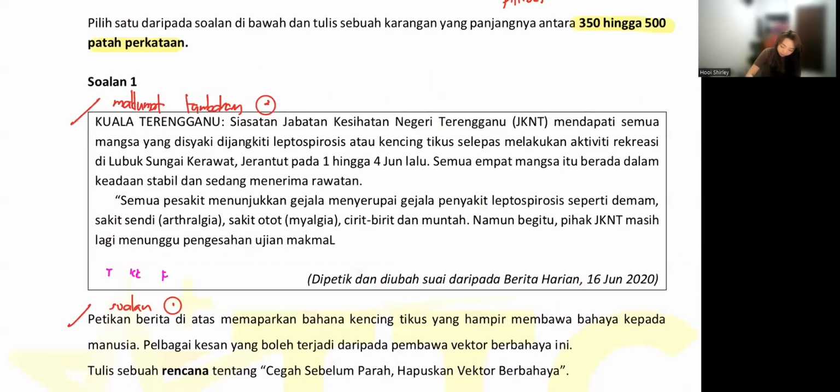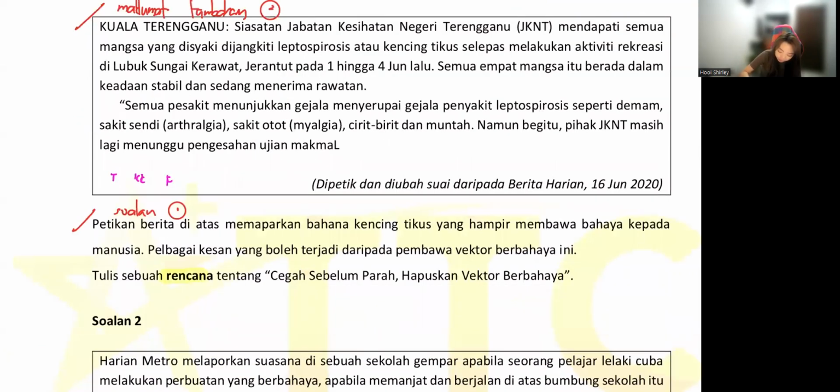Okay, so for this one, penyakit, because for all the questions they will have a certain category we call domains, whether this is domains from awam, domains from pendidikan, domains from peribadi. Peribadi means private. Penyakit, then it will become the awam. Okay, so for this question, tulis sebuah rencana. Rencana, it means article. This is the format. Kata kunci and topik. Cegah sebelum parah, hapuskan vektor berbahaya.